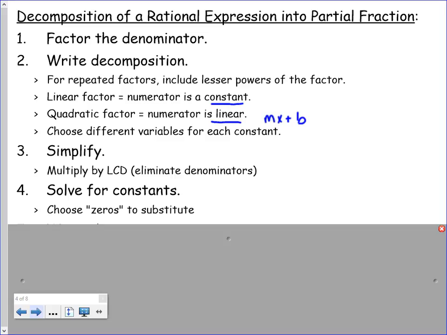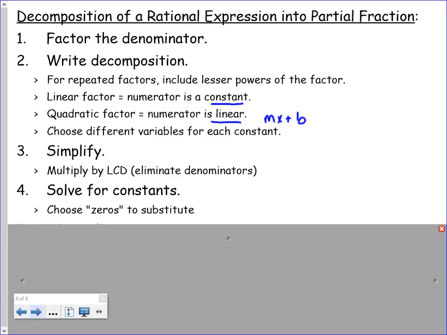But let's say we had a linear factor of x minus 3. Then we would choose the 0 of that linear factor. The 0 of x minus 3 is x equals positive 3, because it makes the factor equal 0. So we would then let x equal 3. What's really nice about that is that whatever gets multiplied by that linear factor, 3 minus 3, that's equal to 0, so that piece cancels out and we have less to work with.